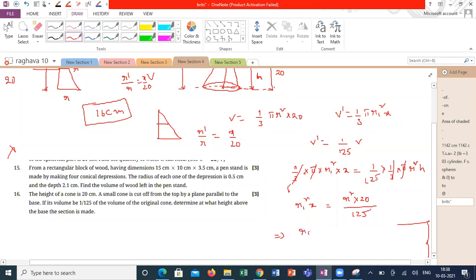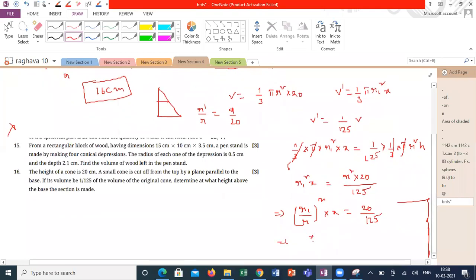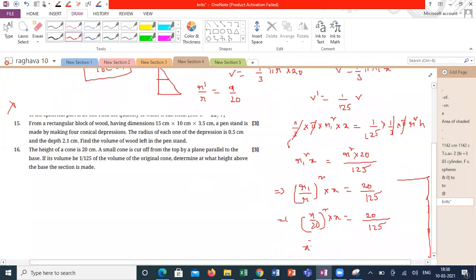So r dash by r whole square into x will be equal to 20 by 125. From here, x by 20 whole square into x equals 20 by 125. So I will get x cube equal to 20 cube by 5 cube. Correct? Yes, sir. 20 by 5 is 4. So I will get x equal to 4 centimeter. So h will be equal to 20 minus x, that is 16 centimeter.